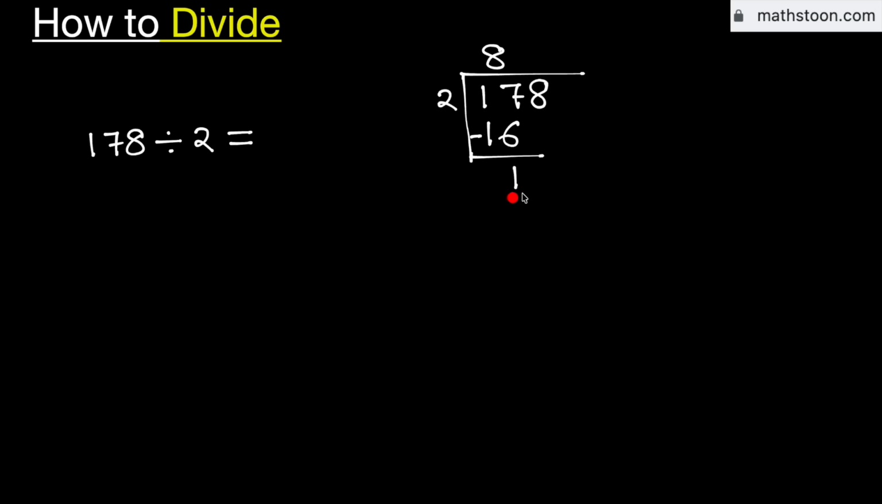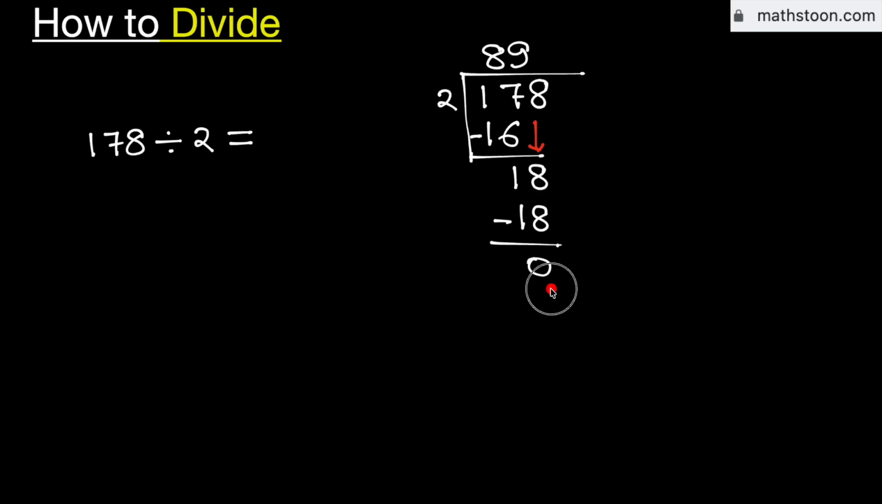Now this 1 is less than 2, that is why we need to bring down this adjacent 8 here. And we know that 2 times 9 is equal to 18. Subtract, we get 0.